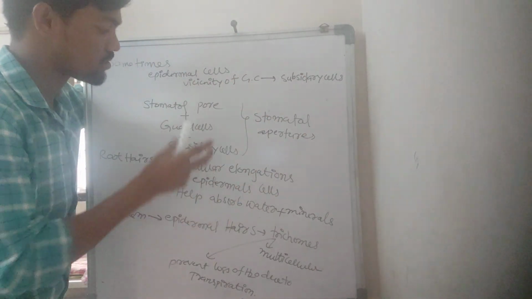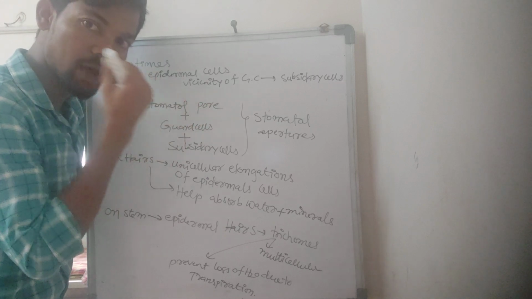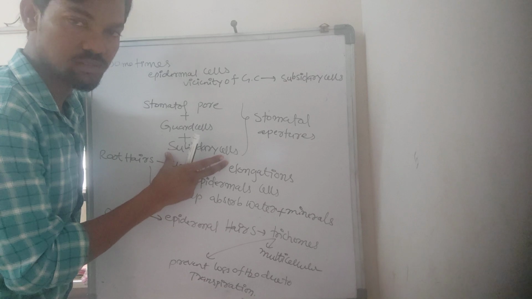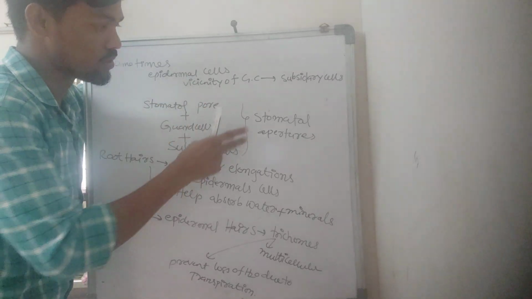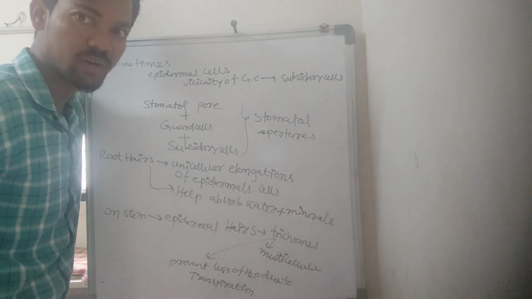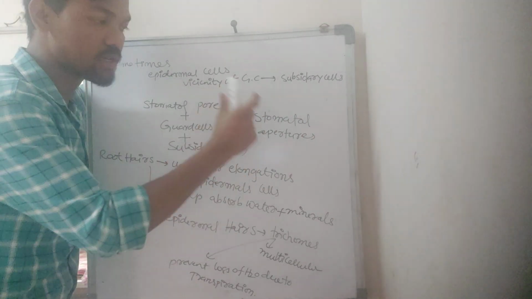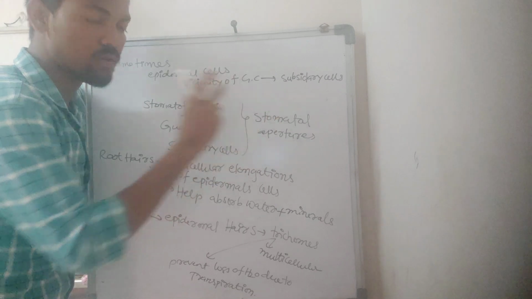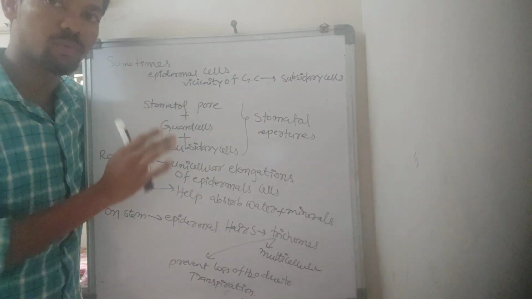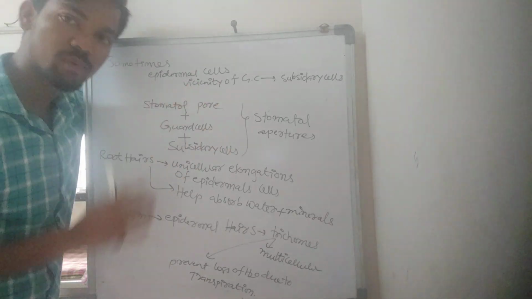The stomatal pore is there, the guard cells are next to it, and the subsidiary cells are there. Totally, all three of them collectively are known as the stomatal apparatus. In the question they will ask what is the correct statement about the stomatal apparatus, or the correct set of the stomatal apparatus.